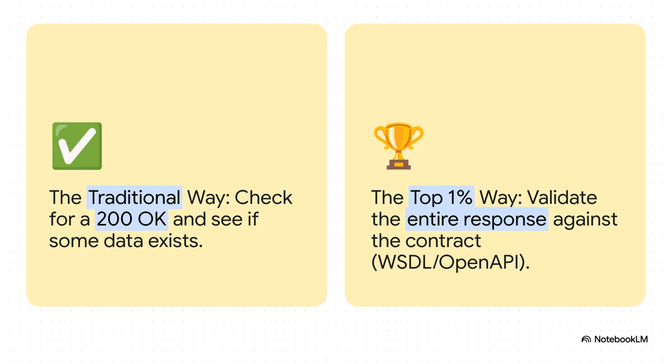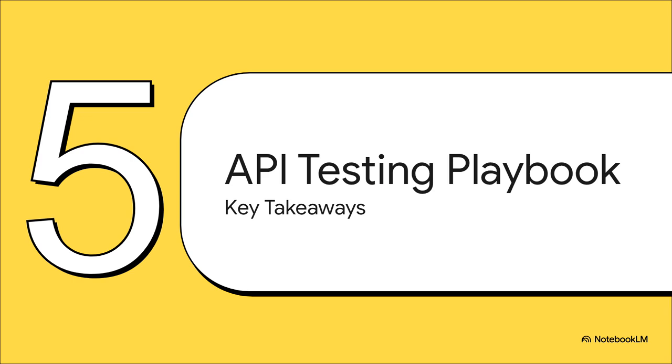The traditional way to test? Check for a 200 OK status, and maybe, loosely check if some piece of data you expected is there. But the top 1%, they go so much deeper. They validate the entire response structure against that official contract, the WSDL for SOAP or the OpenAPI spec for REST. This proves that the API isn't just working, it's working correctly, exactly according to its own rules. That's the real goal.